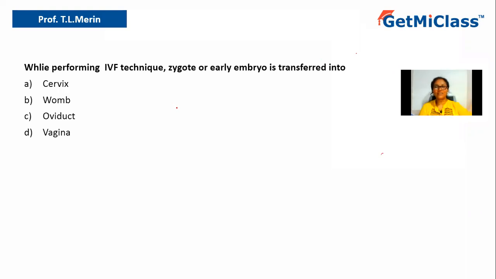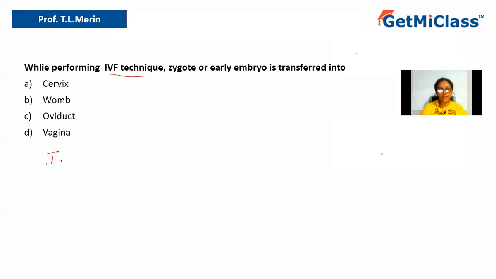Today we are going to solve this question which says, while performing IVF technique, zygote or early embryo is transferred into option A cervix, option B womb, option C oviduct, option D vagina. So let us understand the question. While performing IVF technique, zygote or early embryo is transferred into. So where will this zygote or the early embryo be transferred during IVF?